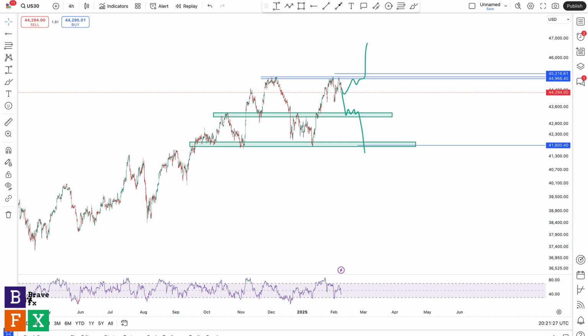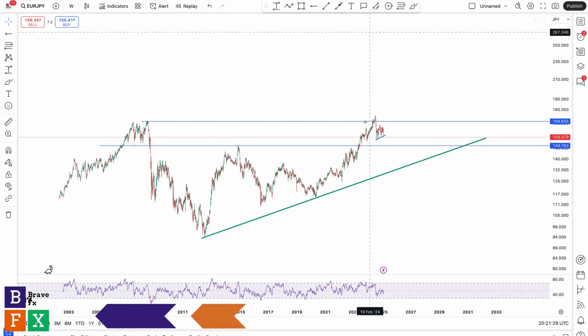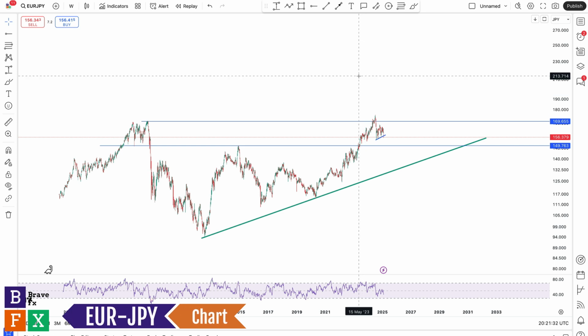Moving on, we'll be talking about EUR-JPY. This is the last chart for today. I don't trade currency pairs, but I saw something interesting here and I decided to share it with you guys. So, EUR-JPY top-down analysis, weekly time frame.